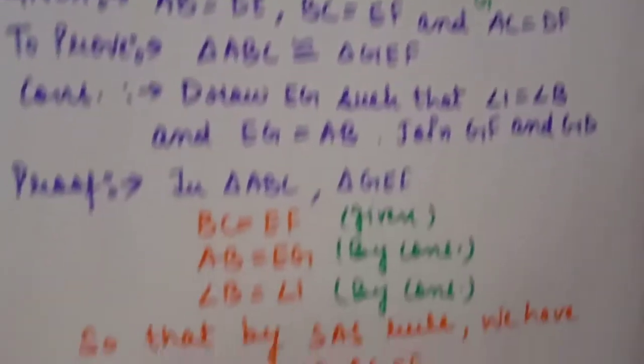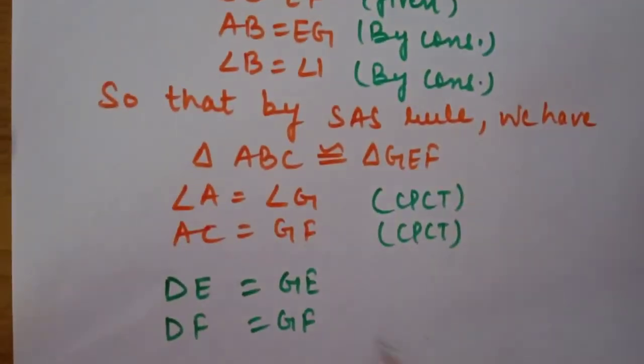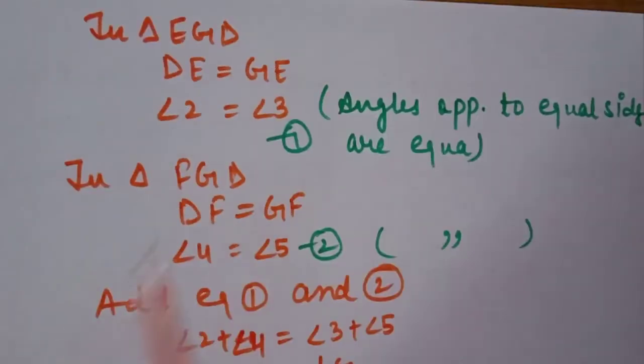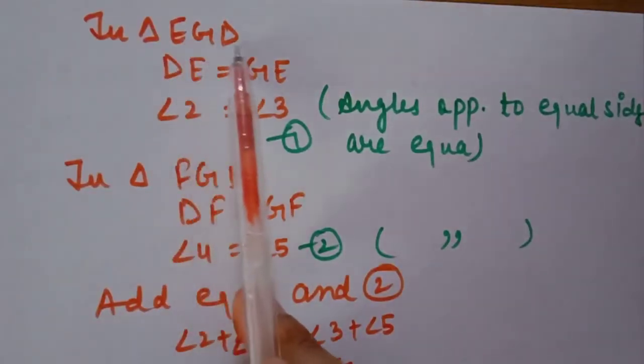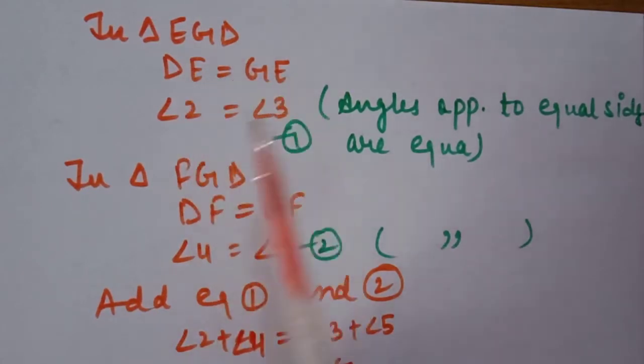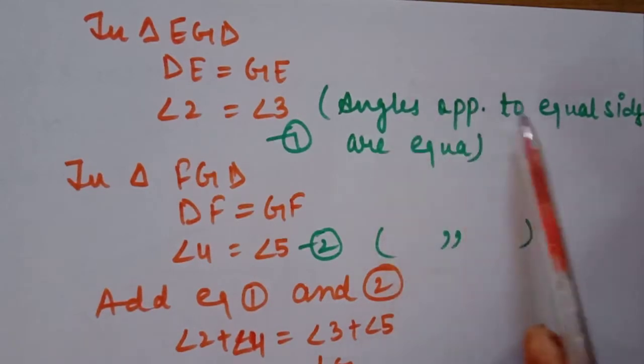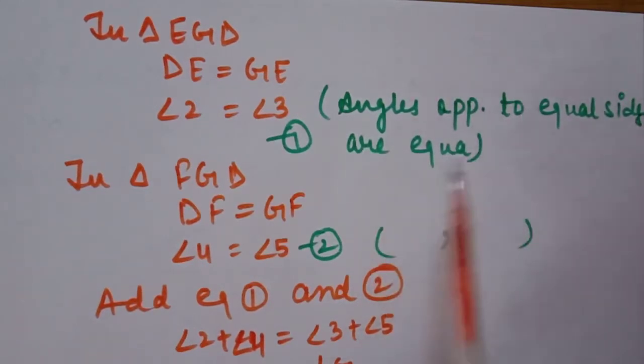So we will proceed with this method. After the congruency and CPCT, I already explained that DG is equal to GE, DE is equal to GE, DF is equal to GF. In triangle EGD, DE is equal to GE. So the opposite angles, angle 2 and angle 3, are equal to each other. Angles opposite to equal sides are equal.